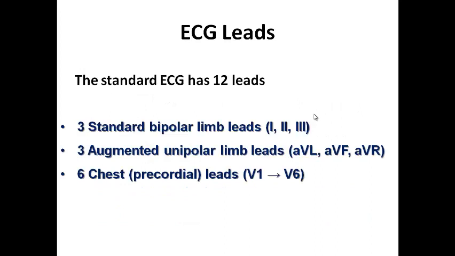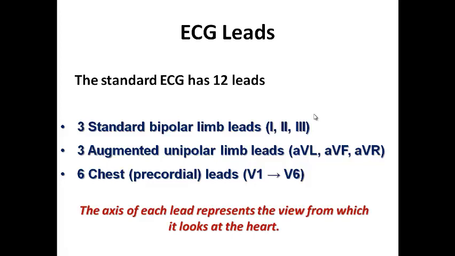Of course, we know that we have three types of ECG leads. Sometimes we can simplify them into two types, which are 6 chest leads or precordial leads from V1 to V6, and 6 limb leads. The 6 limb leads we divide again into two subgroups: 3 standard bipolar limb leads, which are lead 1, lead 2, lead 3, and 3 augmented unipolar limb leads, which are AVL, AVF, AVR. So the net result is we have 3 ECG groups: 3 bipolar limb leads, 3 unipolar limb leads, and 6 chest leads.